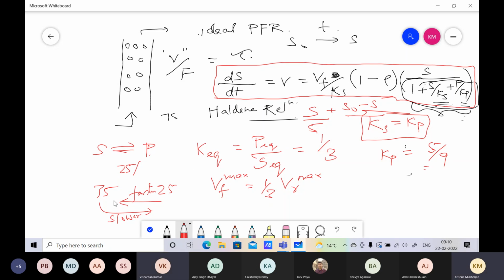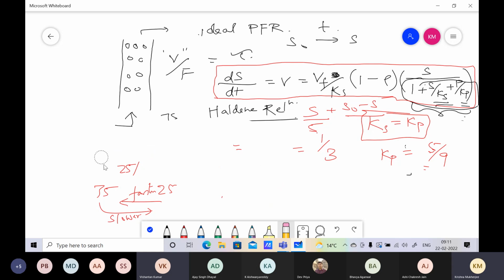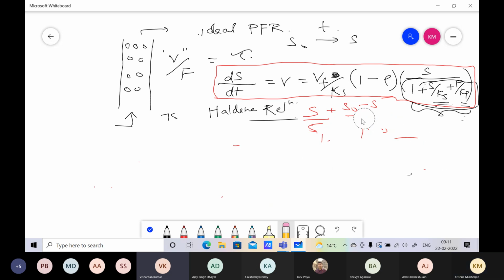For a PFR, we write the general equation, right? In the CRE courses, we learned that we write dF by dV equal to the rate of the reaction. And the rate equation you can write in the forms of S and K_S and P and K_P, and then using that you can integrate. So obviously it's a similar approach. It has to be.